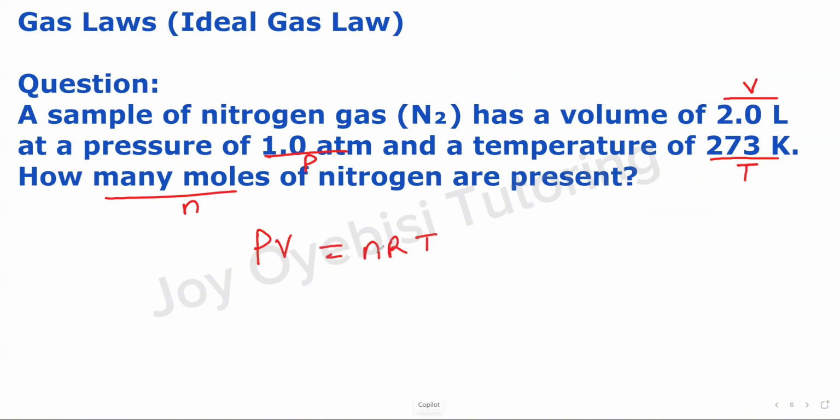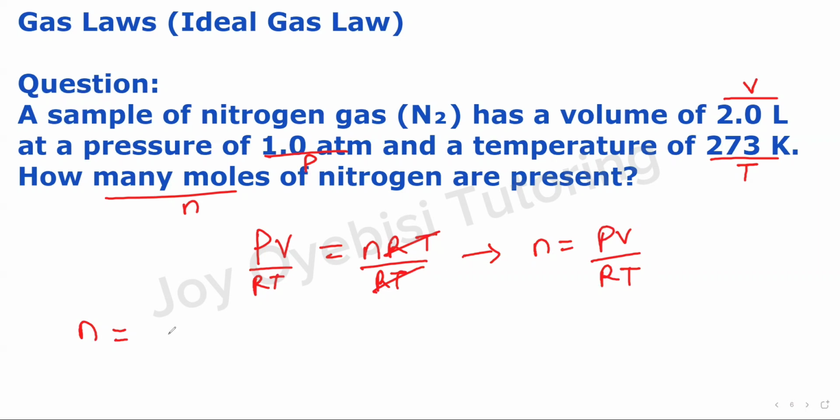To make this easy, rearrange this formula to find n. So you would divide both sides by RT. That way the RTs will cancel out, and your formula now is n equals PV over RT. So what we would do at this point is plug in the values as we see it here. So I'm going to write it down here. So we have P, which is 1 atm.